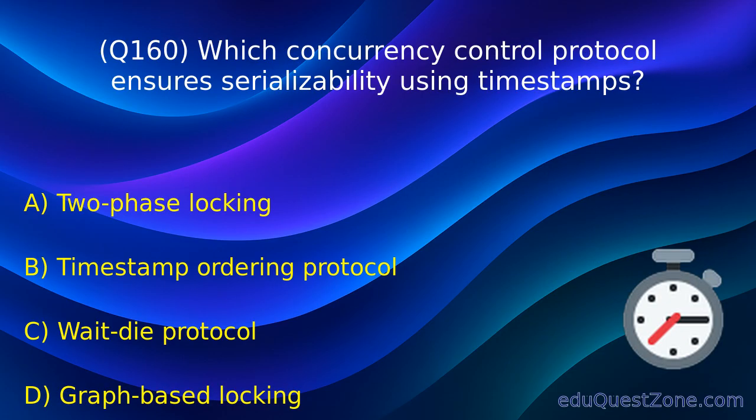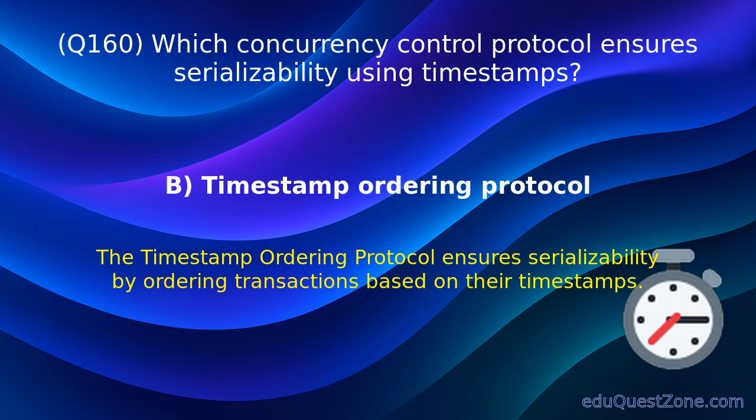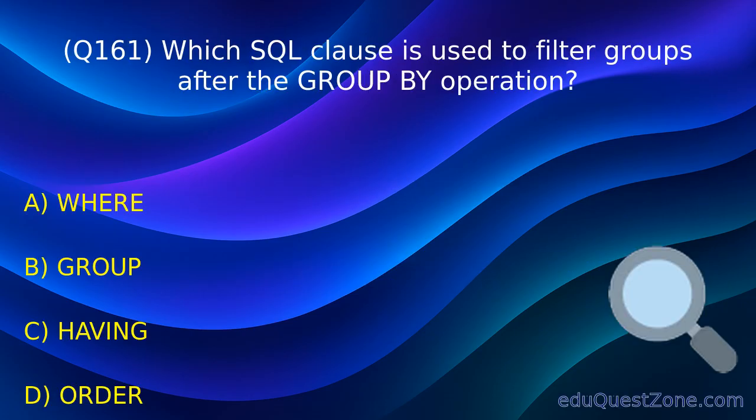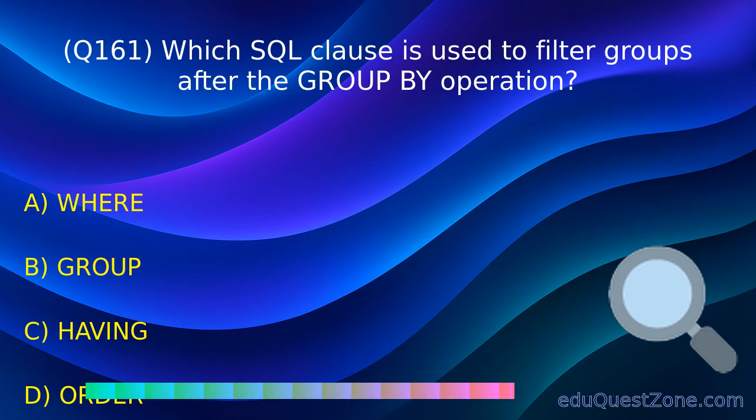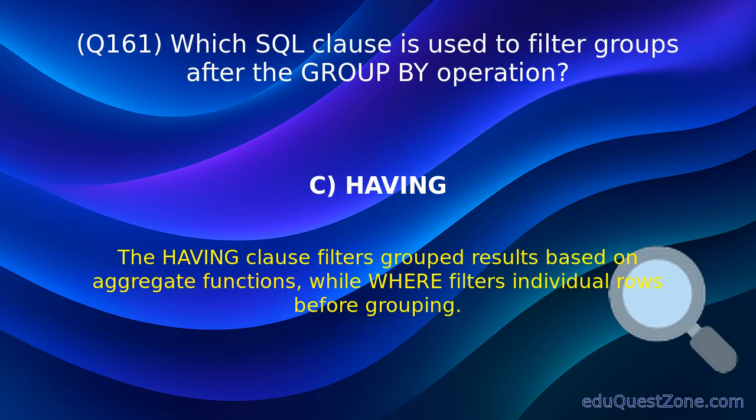Question number 160. Which concurrency control protocol ensures serializability using timestamps? Option B. Timestamp ordering protocol. Timestamp ordering protocol guarantees serial execution based on assigned timestamps. Question number 161. Which SQL clause is used to filter groups after the group by operation? Option C. Having. The having clause is applied after grouping to filter results based on aggregates.